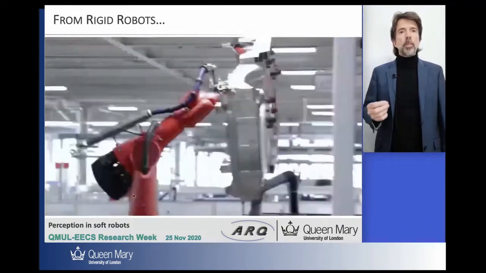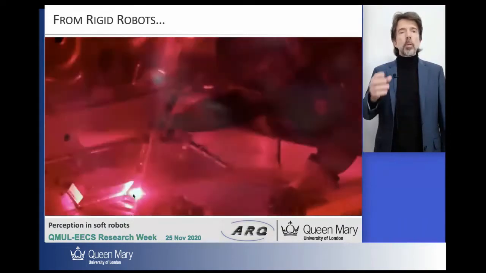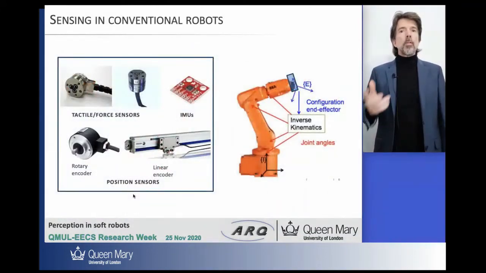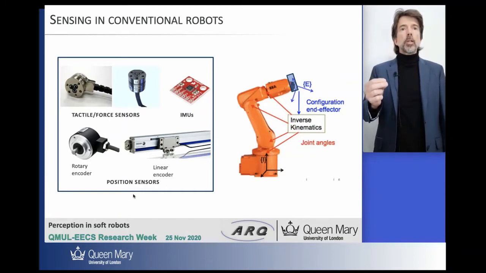These are equipped with sensors to measure the interaction with the environment. So for example, force sensors are being used. They're integrated at the tip of these robots. And this allows these robots to actually sense the physical interaction with the environment. And these are rigid component sensors for rigid component robots.